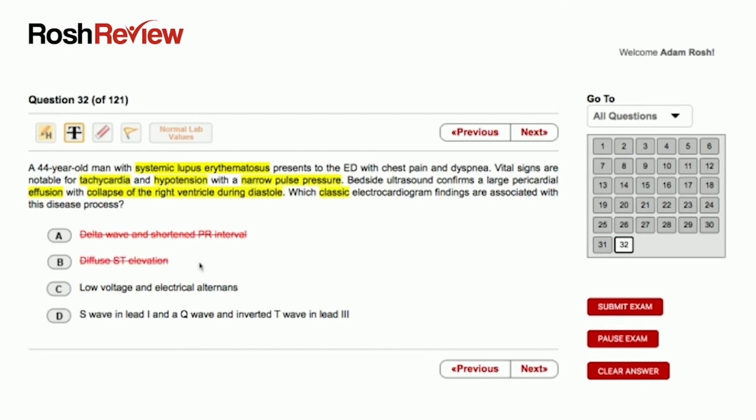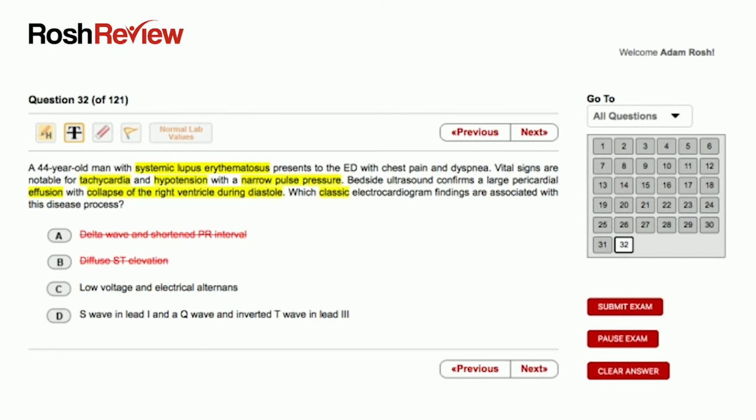Answer choice C, low voltage and electrical alternans. Well, this certainly seems like a contender. So low voltage we see in pericardial effusion because the fluid surrounding the heart doesn't allow the signal to get out. That's the way I think about it. And so you get low voltages of the QRS complexes mainly. And in electrical alternans, you can think about there being so much fluid surrounding the heart that it's kind of moving in that fluid, changing directions. And so you'll get R wave to R wave height variations, right? So that's what I think about that. That certainly is associated with tamponade and pericardial effusion. So let's keep answer choice C viable and move on to the next one.